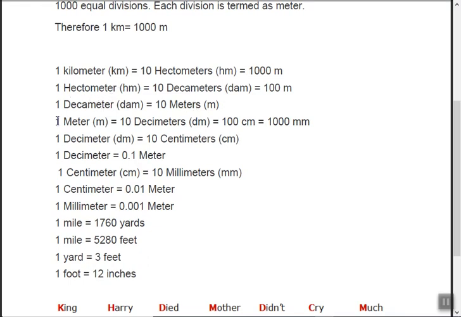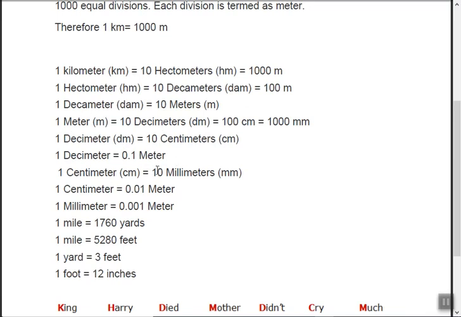1 meter equals 10 decimeters. Now 10 decimeters means 100 centimeters. 100 centimeters means 1000 millimeters. 1 decimeter equals 10 centimeters. 1 decimeter equals, now go reverse, 0.1 meter, right? Why? Because here 1 meter equals 10 decimeters. You bring this 10 over here below meters and it will become 1 upon 10. Then it's 0.1. So 1 decimeter equals 0.1 meters.